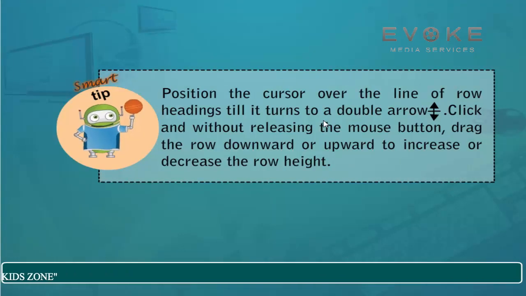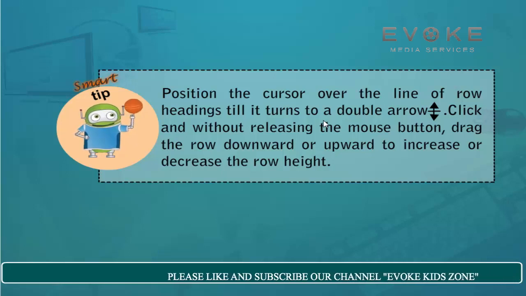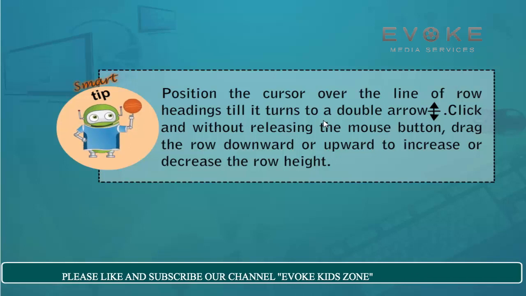Position the cursor over the line of row headings till it turns to a double arrow. Click and without releasing the mouse button, drag the row downward or upward to increase or decrease the row height.